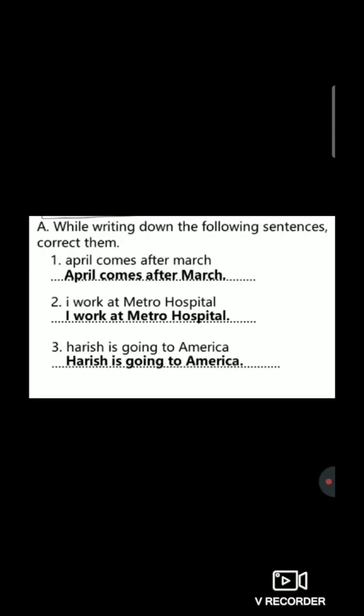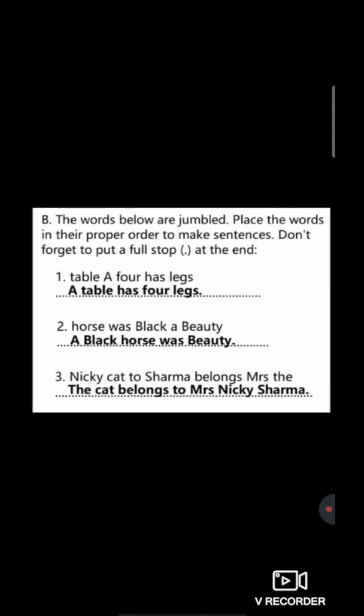So students, everyone understood how to write the sentences? Okay. So students, we have completed the first exercise, right? Now move to the second one. So here the B1. The words below are jumbled. Place the words in their proper order to make sentences. Don't forget to put a full stop at the end.